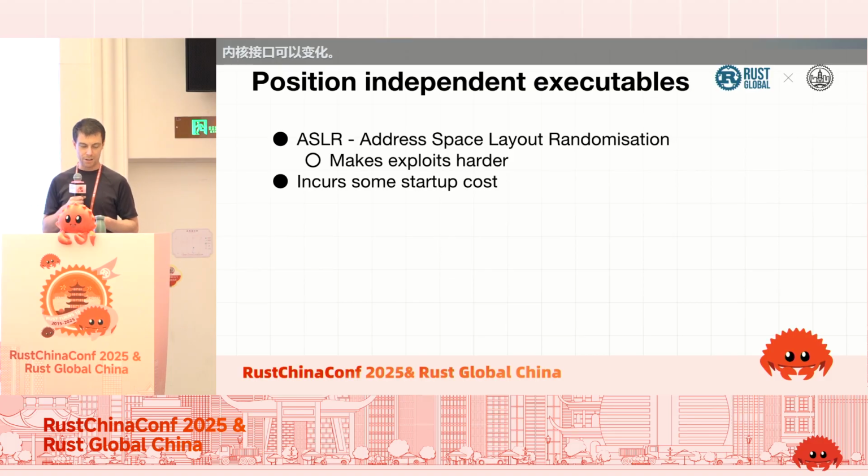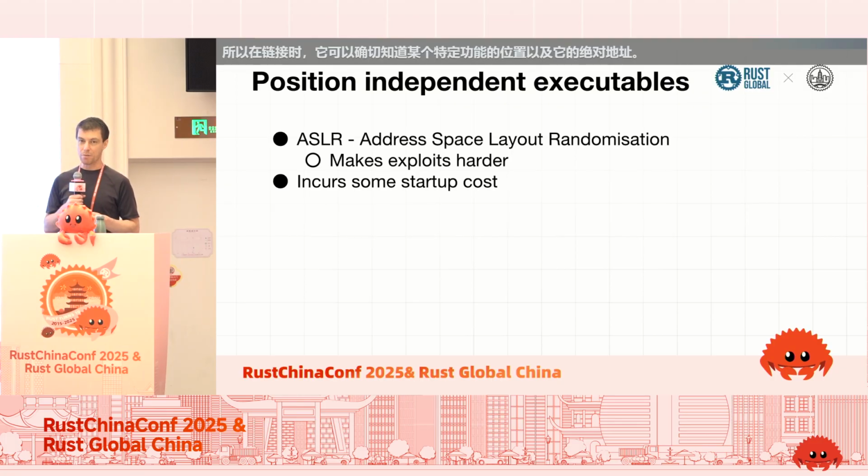Another way in which binaries differ is whether they are position independent or not. So a binary can specify a load address, and the kernel will then load the binary at that address. That means that the binary can know exactly where everything will be in memory. So at link time, it can know exactly where a particular function will be and what its absolute address will be.